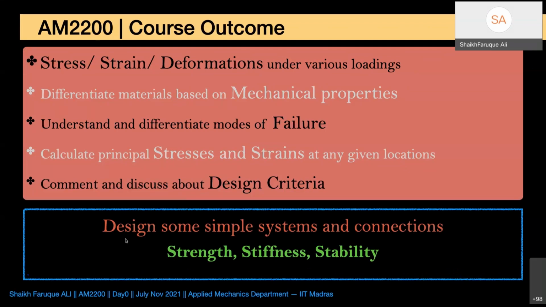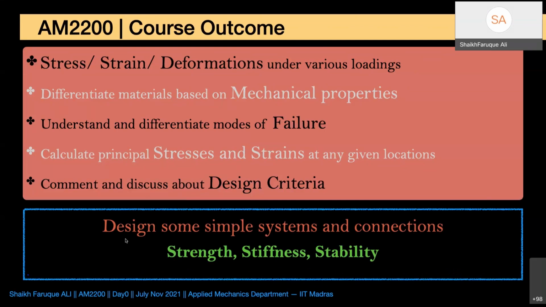Outline of the course. If you talk about the course outline, it's going to be stress, strain, and deformations under various loading for various kinds of structures. This is what we are going to learn in this course. So if somebody asks what is the stress, and you're able to answer, yes; strain, yes; and deformation, yes, then you know the course.